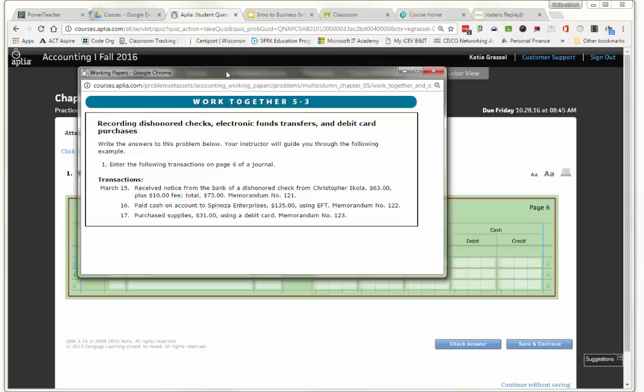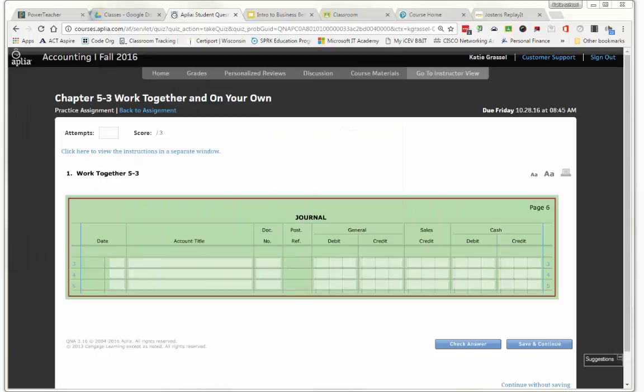All right, so write the answers to the problem below. Your instructor, that's me, is going to guide you through the following example. Enter the following transactions on page 6 of the journal. Well, that's really nice of Applia. They already have the page number on the page for us. So we just have to do transaction March 15. Received a notice from the bank of a dishonored check from Christopher Icola, $63, plus a $10 fee for a total of $73. So memorandum 121.